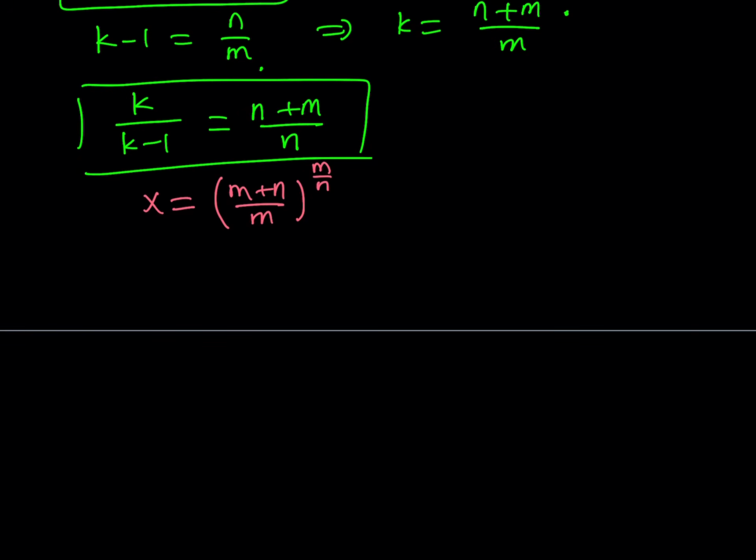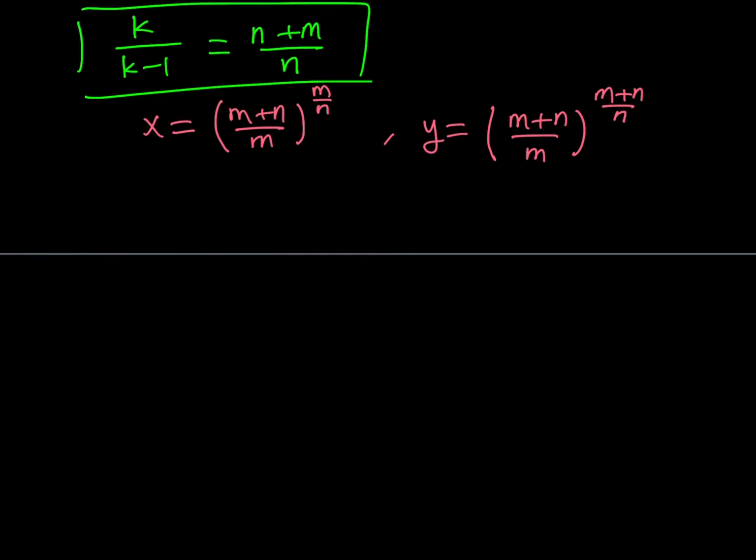That's my x value, and then my y value is going to be pretty much the same base, but a different exponent. And guess what? The exponent is going to be m plus n over n, because we're just writing it as k over k minus 1. In other words, we're multiplying it by k. Anyway, these are my solutions, and m over n is a fraction in the simplest form. In order for us to get rational solutions, n needs to equal 1. So basically, for n equals 1, we get rational solutions.